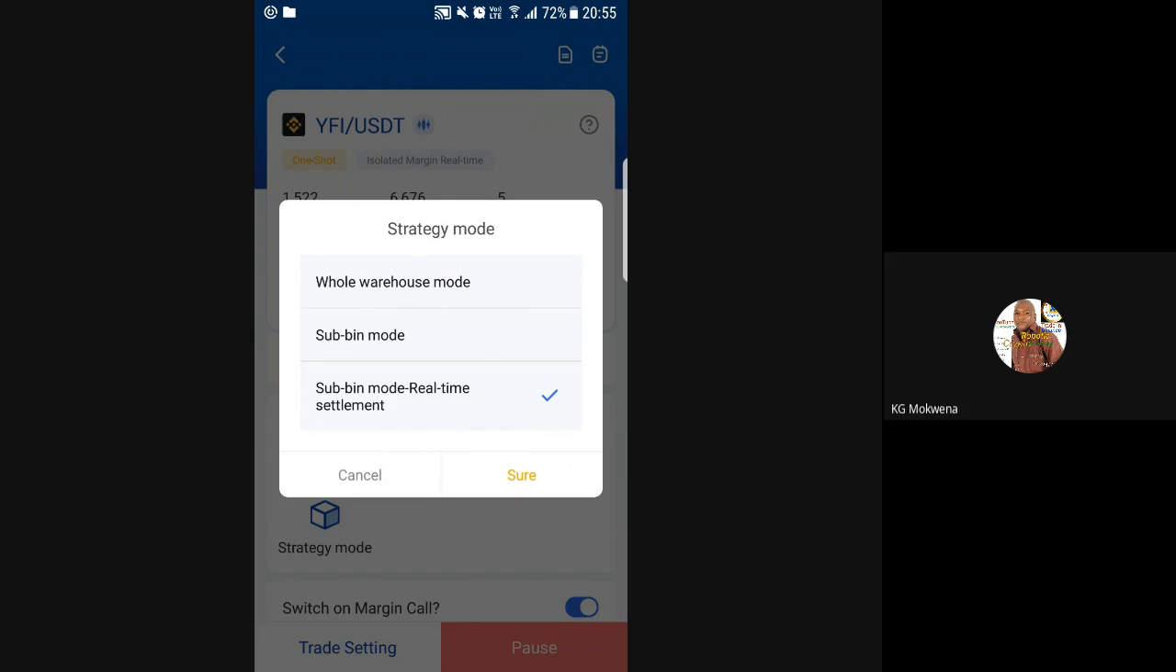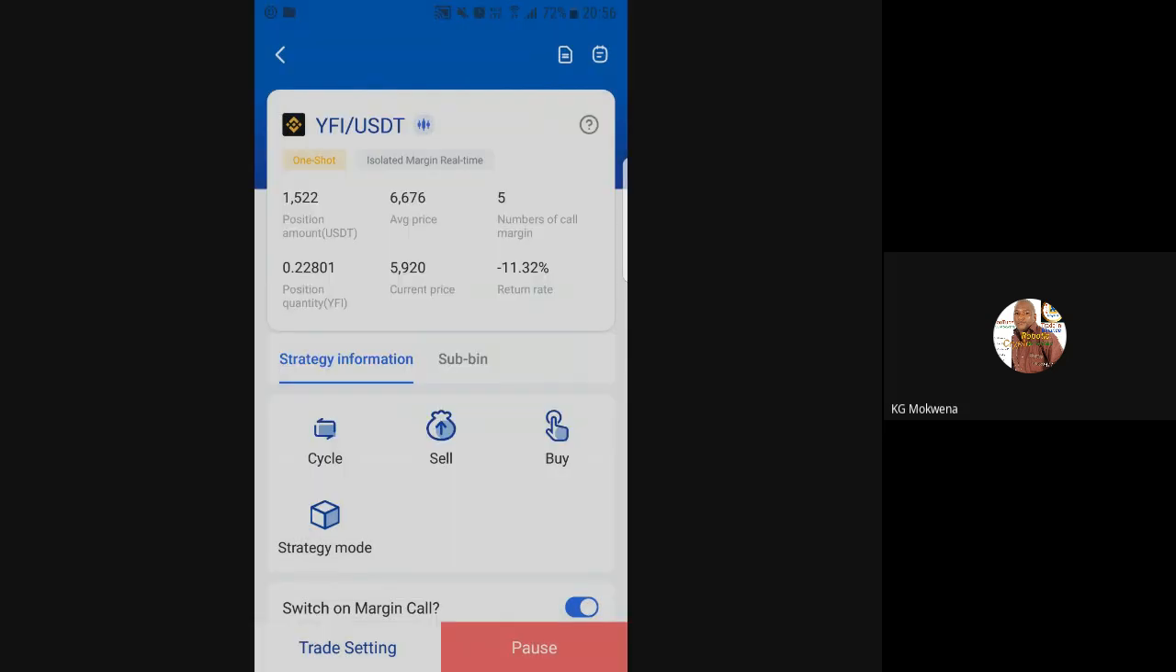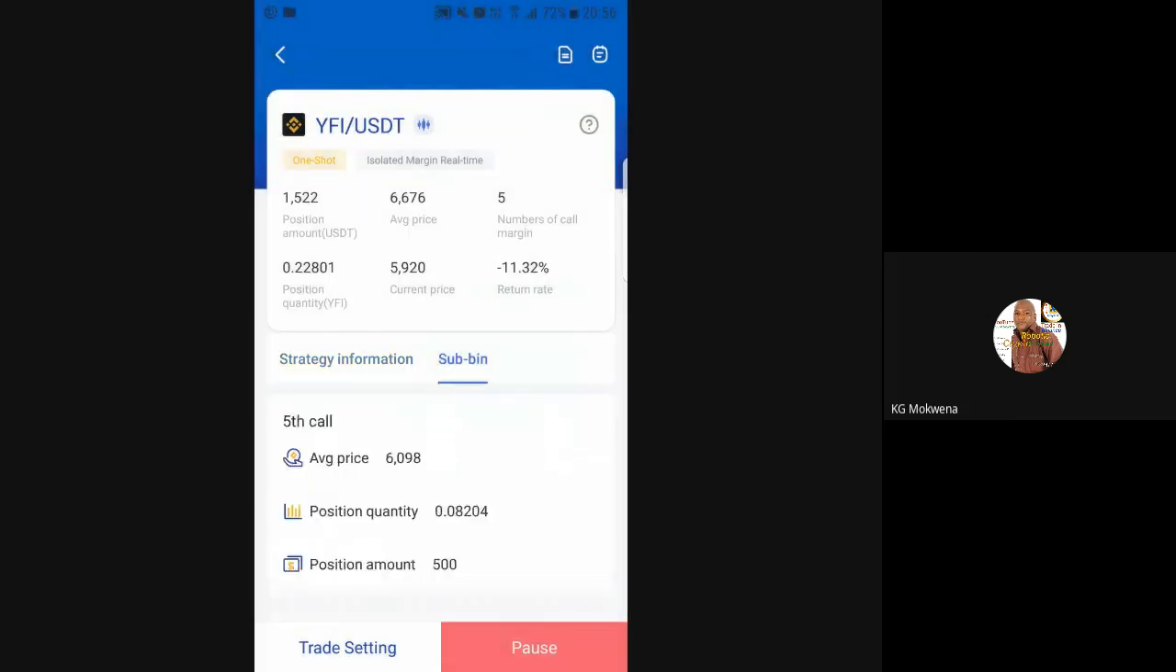However, sub-bin mode, real-time settlement, which I promote a lot, enables you as a trader to benefit from the cryptocurrency that you are trading, even when your position is still having a negative return rate. You are able to trade extra sub-bin calls, and then those calls will be handled in real time, for instance, and then they will enable you to collect profits accordingly. And that's what I'm going to be showing. So now I'm clicking on sub-bin.